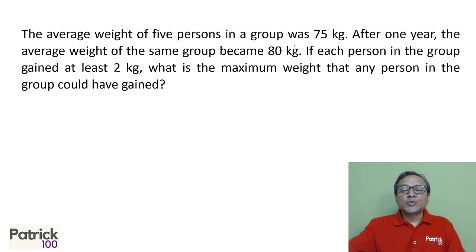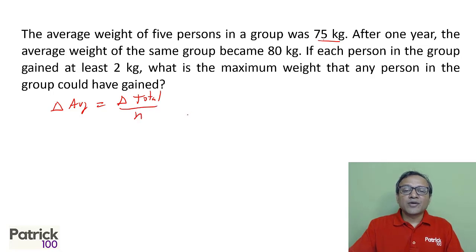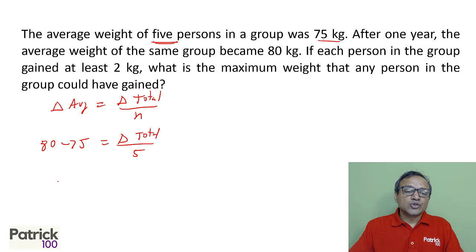The average weight of a group of 5 is 75. After 1 year, the average weight of the same group became 80. Normally, you can use: change in average is equal to change in total upon n. This is used when n is the same, that means the number of people before and after is the same. Here, the number of people is 5 before and after, so you can use this. Change in average is 80 minus 75, which is 5. Change in total upon 5 people, so the change in total is 5 into 5, which is 25.